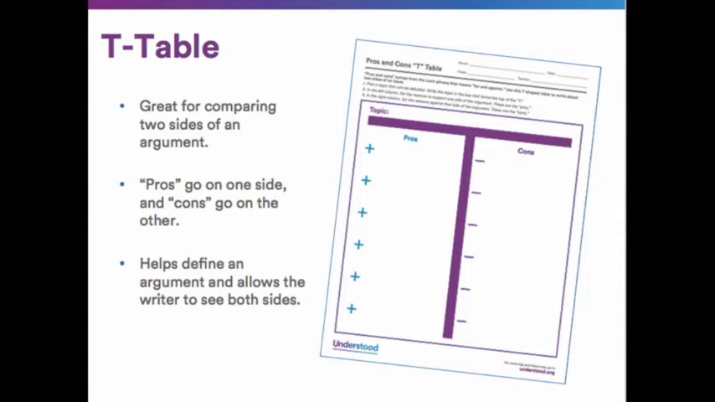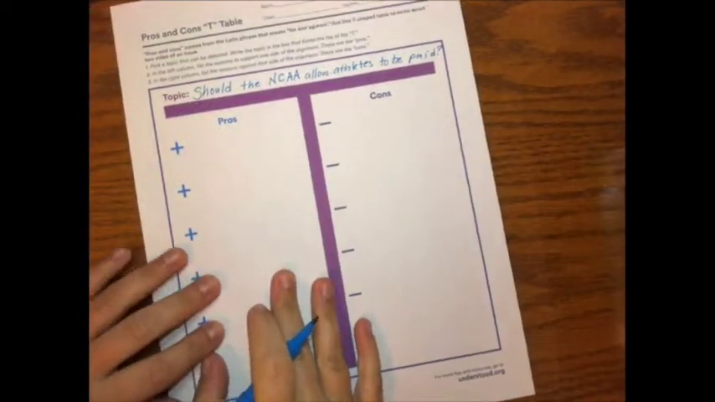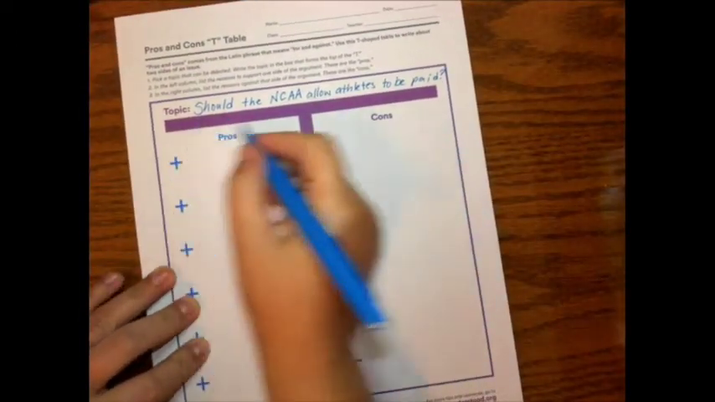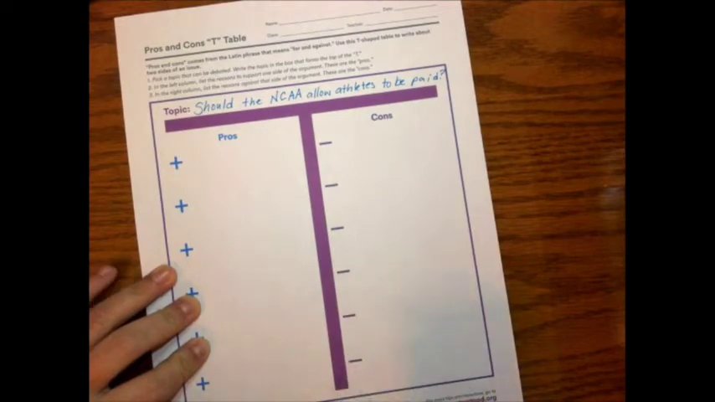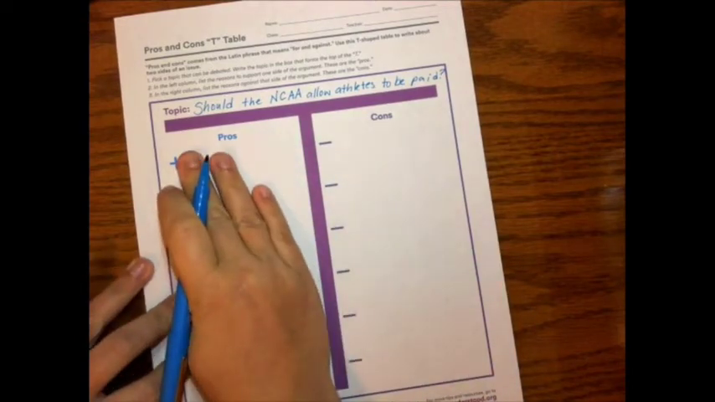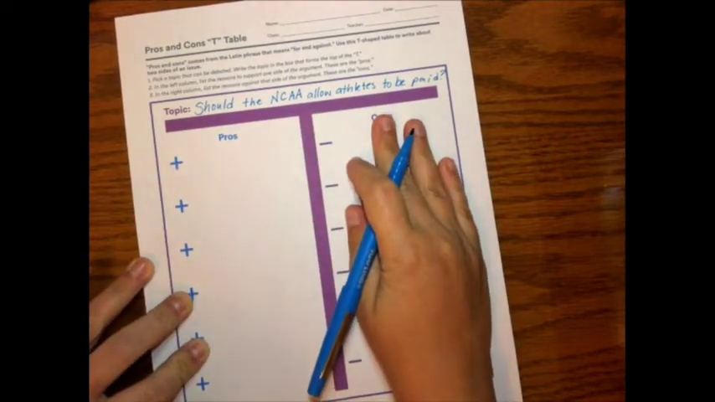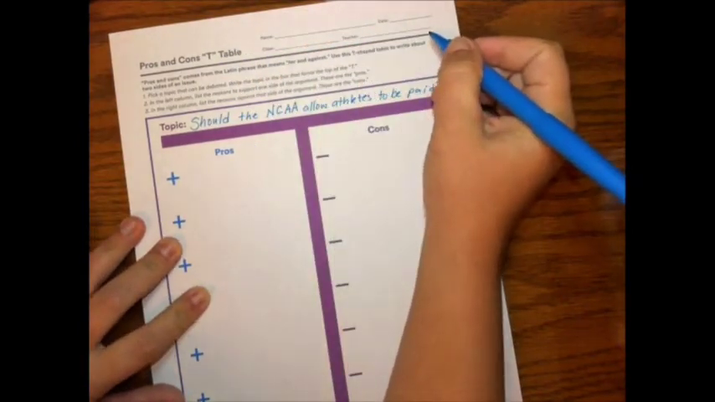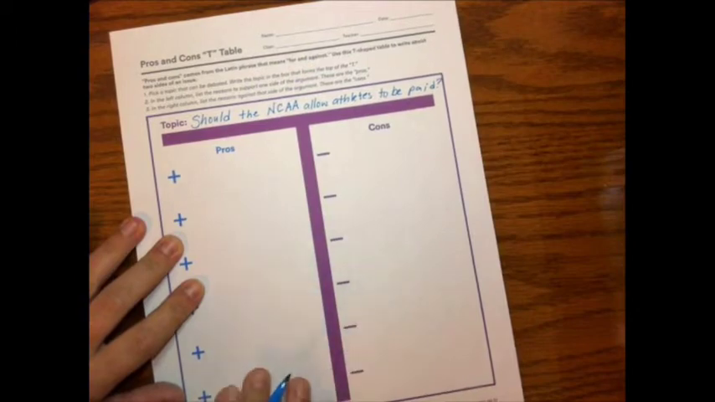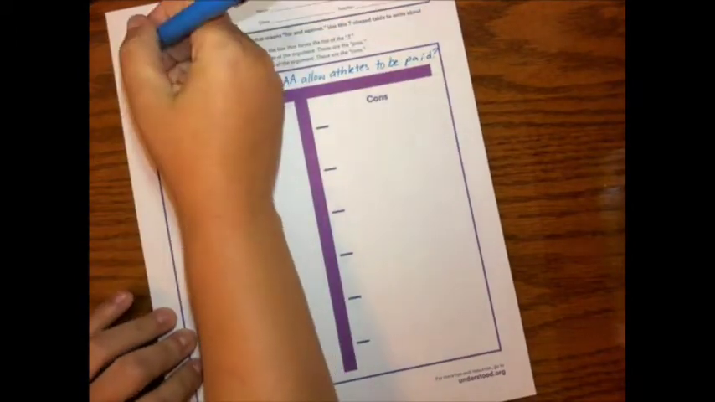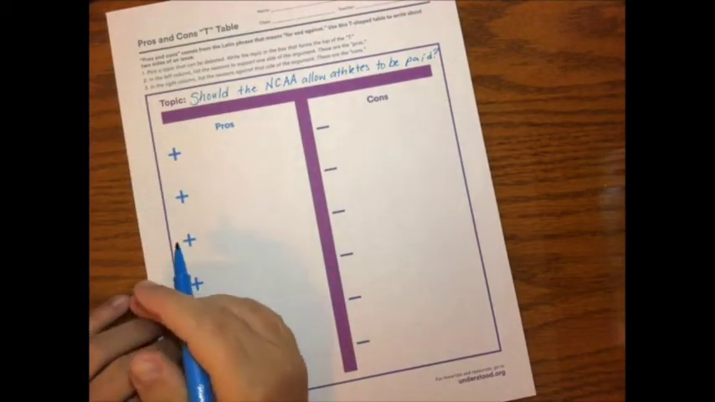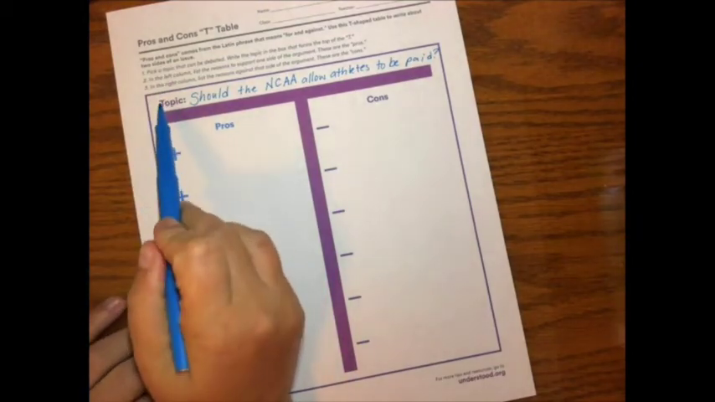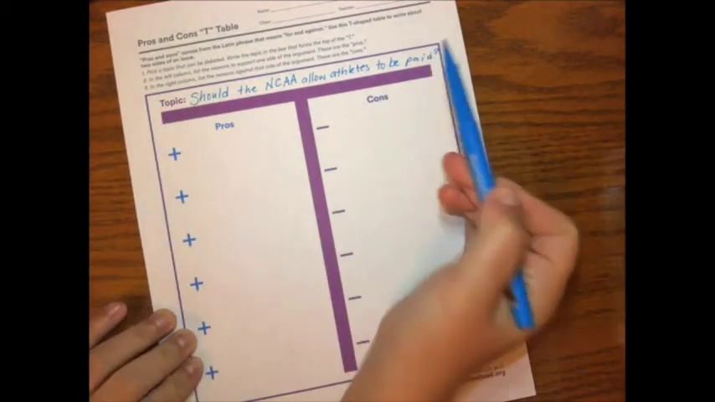So the next graphic organizer we're going to talk about is the T-table. This is called a pros and cons T-table. So a T-table is, hence, the shape with the T in the middle. And on one side you have the pros, and on the other side you have the cons. Notice up here you have your fill-in space that you can go ahead and fill in your name, date, class, and teacher if you want. There's always instructions available on a really good graphic organizer, and the topic should be up here.